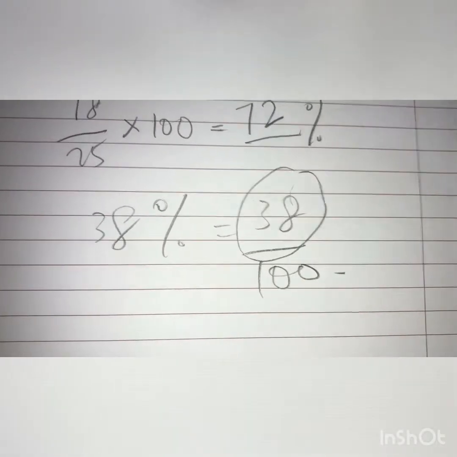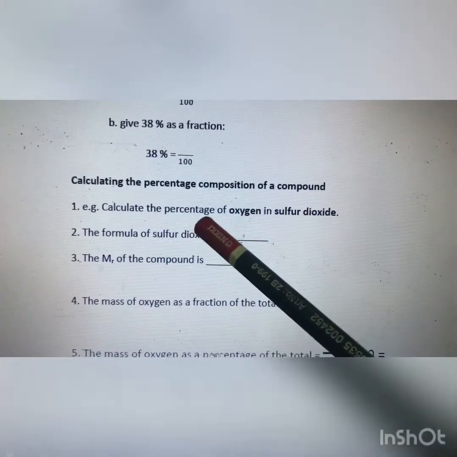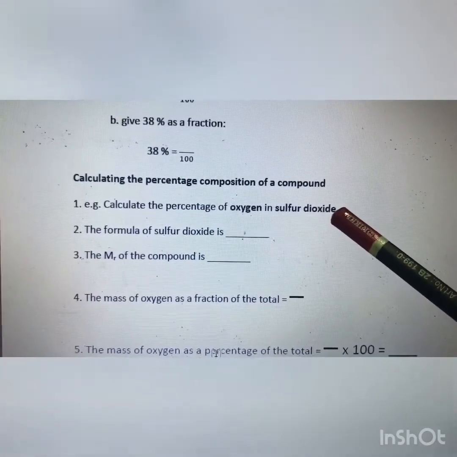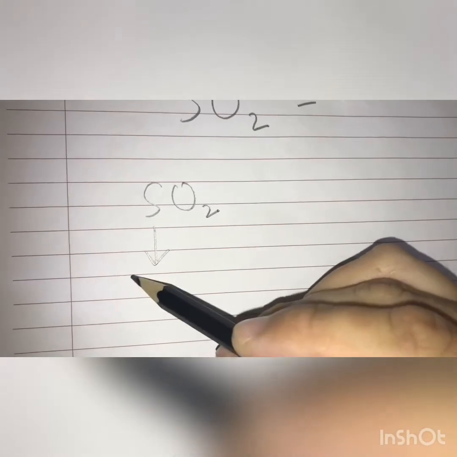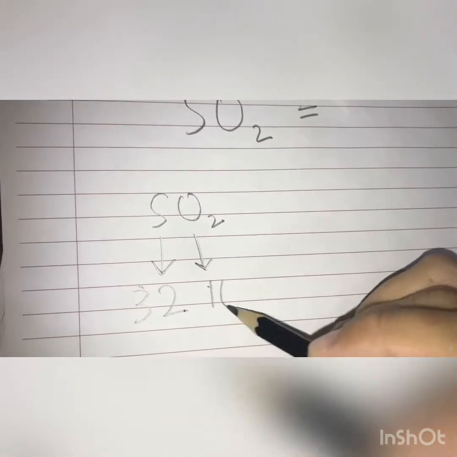Calculating the percentage composition of a compound. Calculate the percentage of oxygen in sulfur dioxide. First of all, you have to know the chemical formula of sulfur dioxide. Sulfur dioxide is SO2. Atomic mass for sulfur, I'm referring to textbook page 27, is 32, and oxygen, the atomic mass is 16, then times 2.